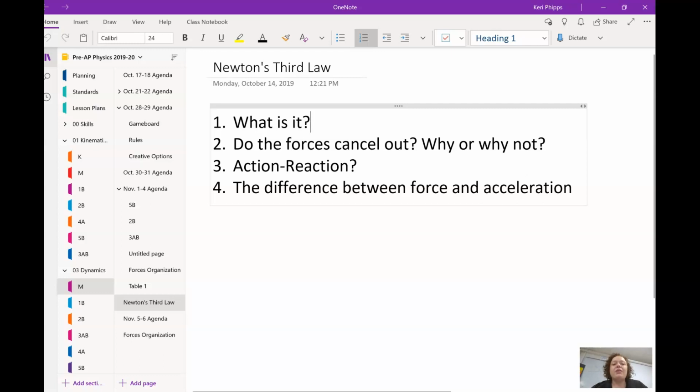Now, pre-AP Physics, talking about Newton's third law. We just talked about Newton's first law. We've also covered force basics, including free body diagrams, types of forces, and weight and mass. So make sure you can still do those three things. We're working on first and third.